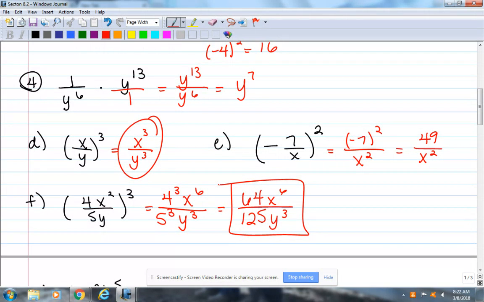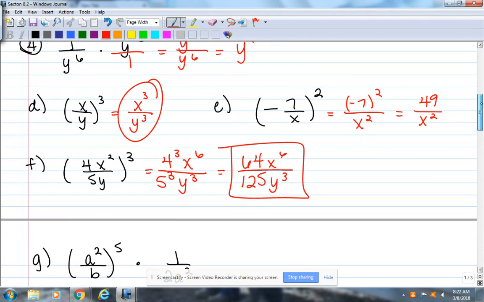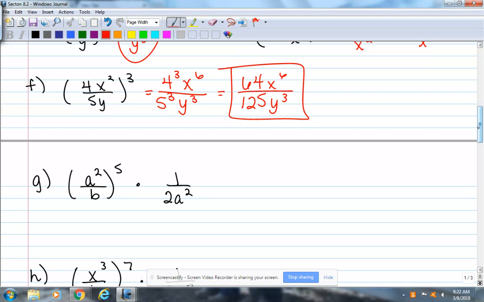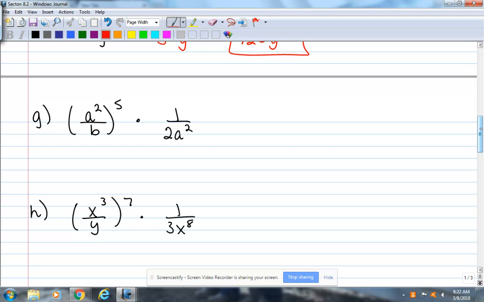Any questions? All right, now they start multiplying fractions on us. The first thing we want to do is get rid of our parentheses. And how do we get rid of parentheses? Yeah, we give everything the fifth power, right? And if it already has a power, we multiply it.